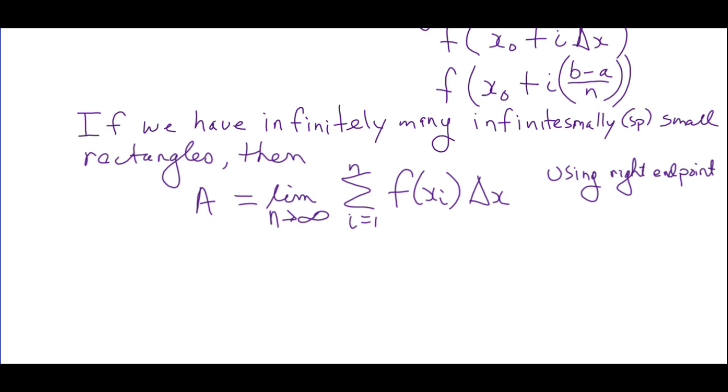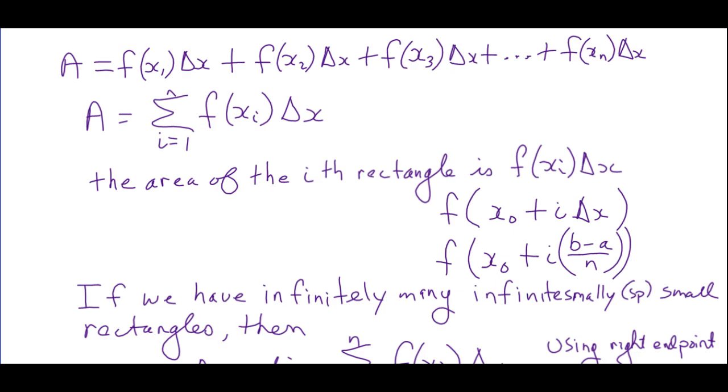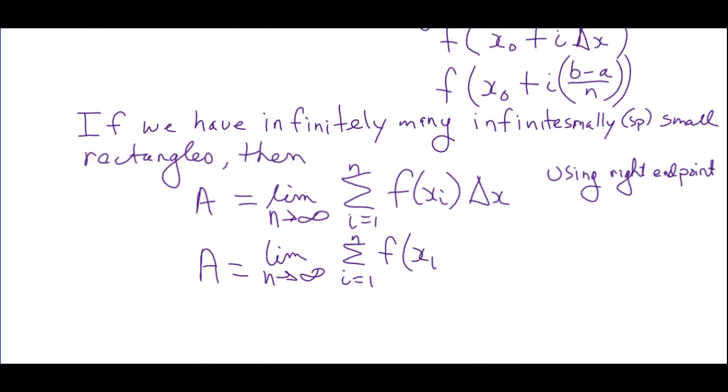You'd say, well, what if you want to use the left endpoint? Well, you can use the left endpoint. If we use the left endpoint, then rectangle 1 has a height of x0. Rectangle 2 has a height of x1, and so on. That would give us f of x sub i minus 1 delta x. That would use the left endpoint.